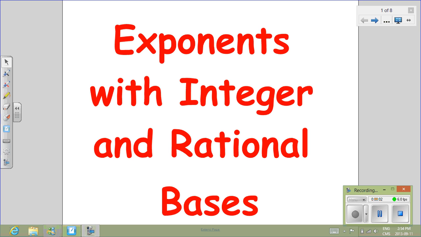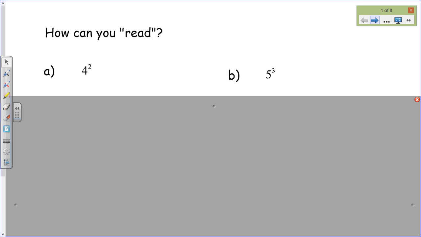Exponents with integer and rational bases. We need to remember what exponents and powers are. So if I look at the first example, it says, how could you read? And in part A, it has 4 with a number up in the air. That's a 2. That's a power, and it's read as 4 squared, or 4 to the exponent 2.